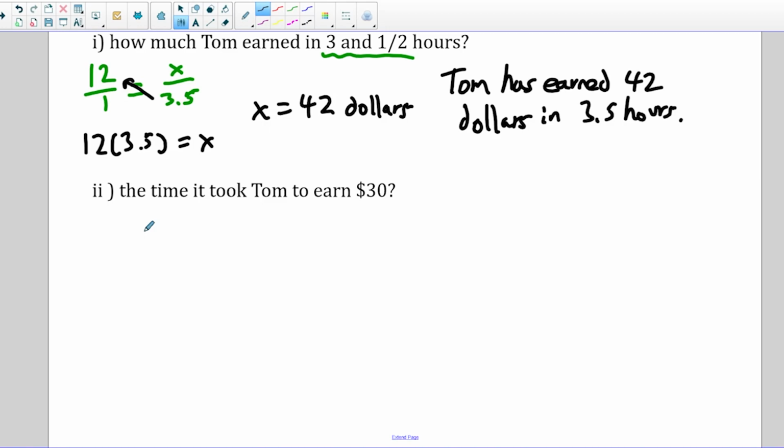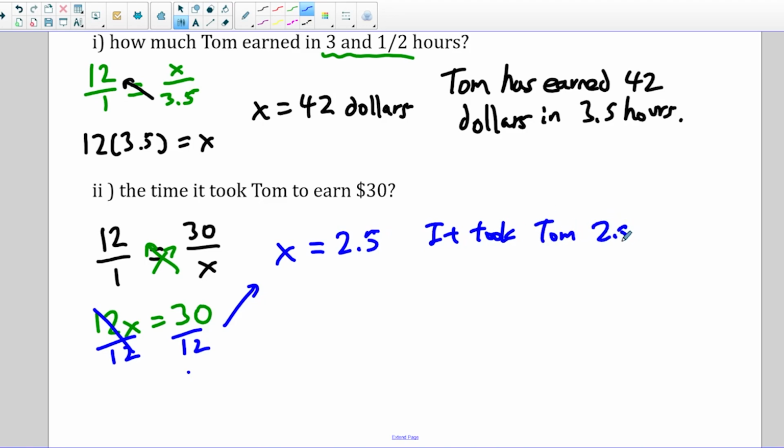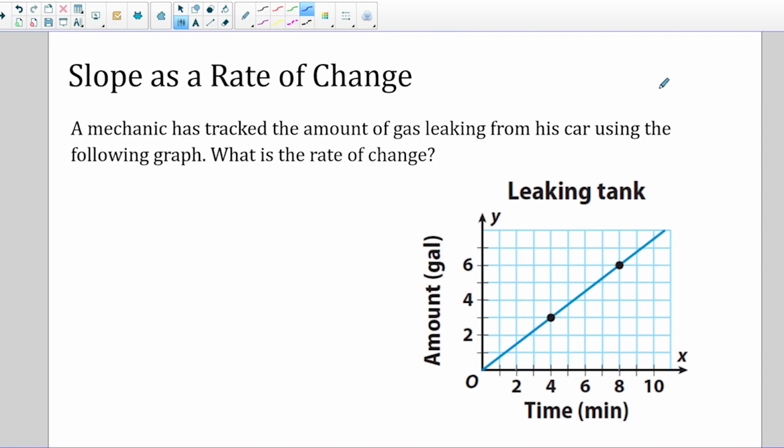Now let's figure out how long it took for Tom to earn $30. So what we can do is set up our proportion. $12 per 1 hour is equal to $30 per x hours. We can cross multiply and we'll get 12 times x gives you 12x, and 1 times 30 is just 30. I'm going to divide both sides here by 12. So I divide by 12, divide by 12, and I get x. Once I come over here, x is equal to 2.5. So it took Tom 2.5 hours to earn $30.